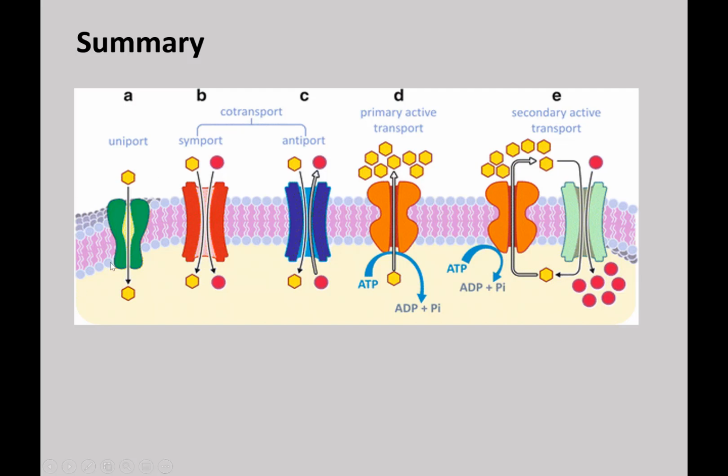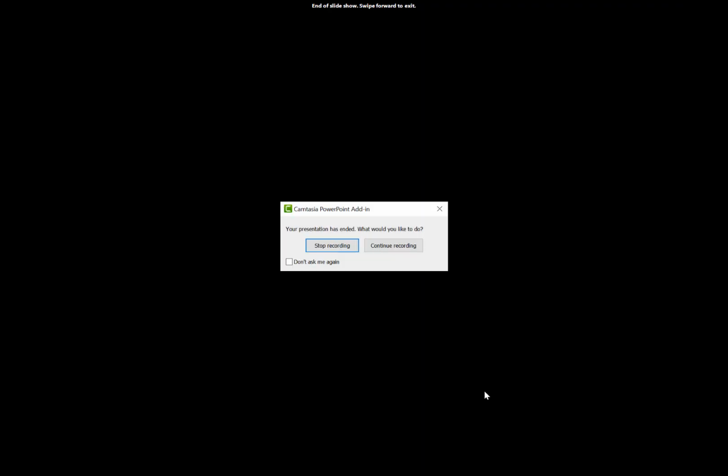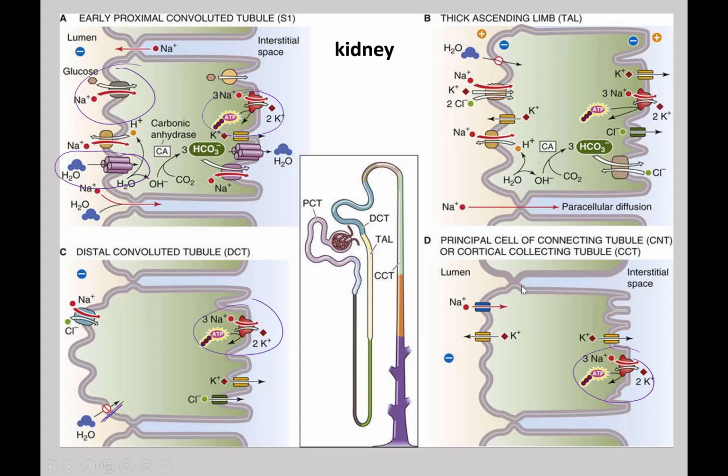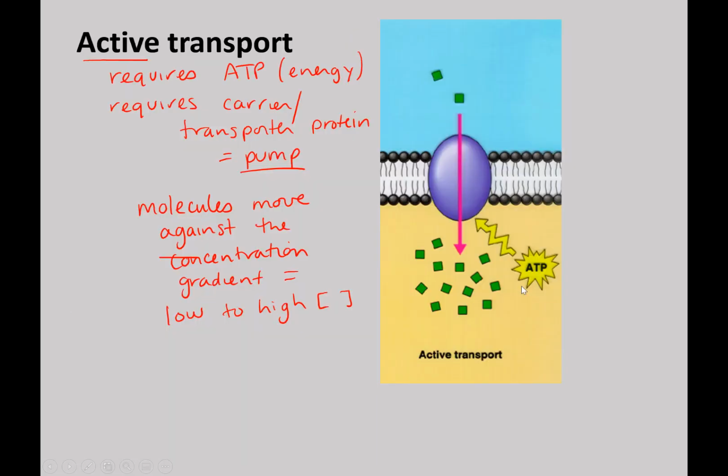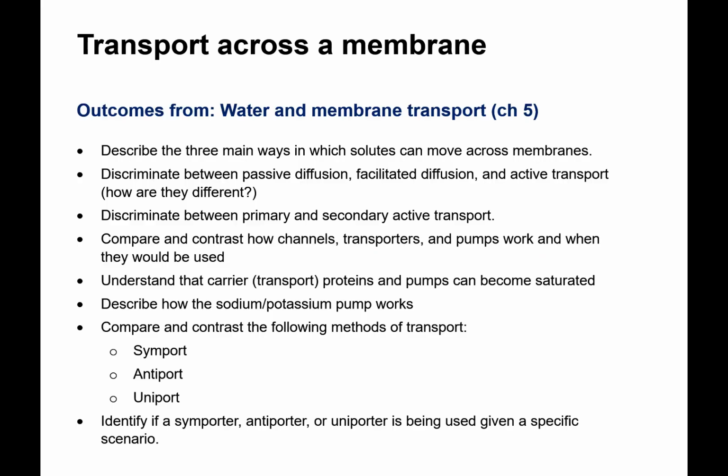Last thing I want to do is make sure we covered all the objectives. So we described 3 ways in which solutes can move across the membrane. We talked about passive, facilitated diffusion, and active transport. We talked about primary and secondary active transport. This is a really challenging concept for a lot of students, so make sure you look at that.